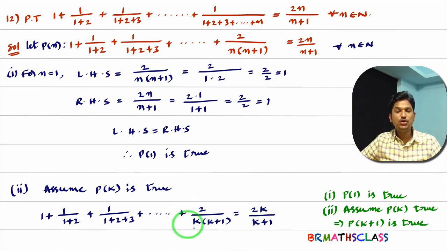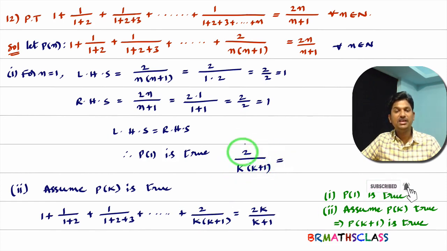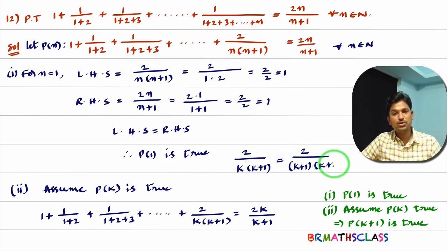You see here, you take this kth term, 2 divided by k into k plus 1. In this term, wherever k is there, you write k plus 1. 2 divided by k plus 1, in place of k, I am writing k plus 1. K plus 1 plus 1, that is k plus 2. So you add this term, 2 divided by k plus 1 into k plus 2, on both sides.